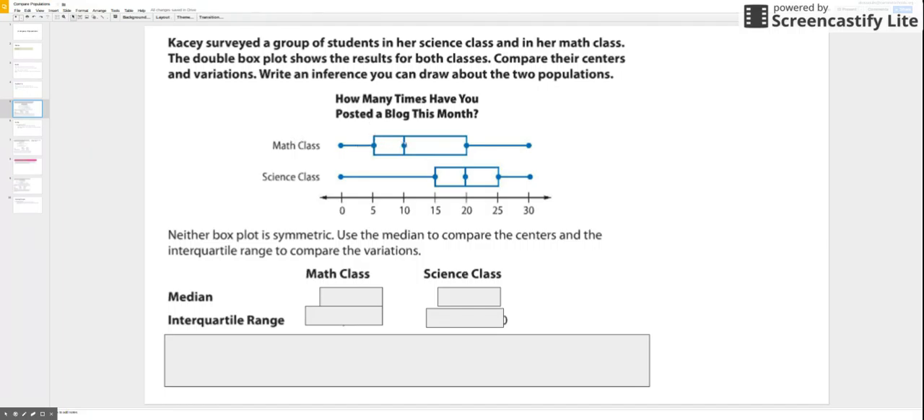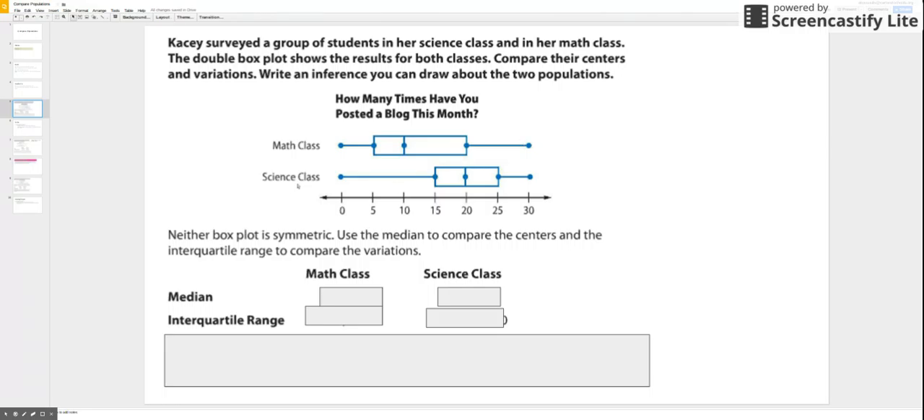So in math class, the median is 10 times. You see how the middle of the box plot is 10. So that's the median. Your Q1 is 5. Your Q3 is 20. These are what they call the whiskers on either side, the lines that extend to your minimum, which is 0, and your maximum, which is 30.